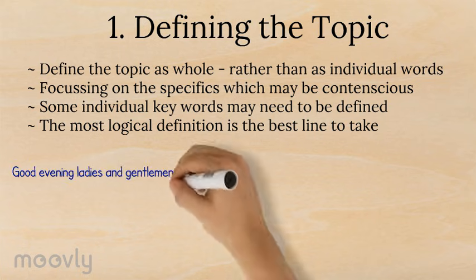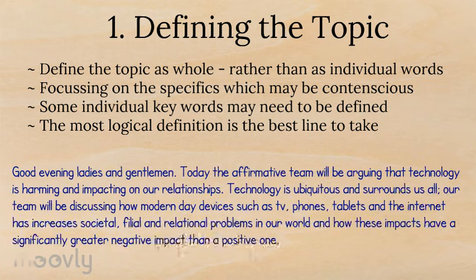An example of a definition of the topic is, "Good evening, ladies and gentlemen. Today, the affirmative team will be arguing that technology is harming and impacting on our relationships. Technology is ubiquitous and surrounds us all. Our team will be discussing how modern-day devices such as TV, phones, tablets, and the internet have increased societal, filial, and other relational problems in our world, and how these impacts have a significantly greater negative impact than a positive one."